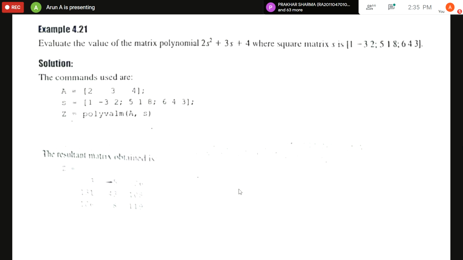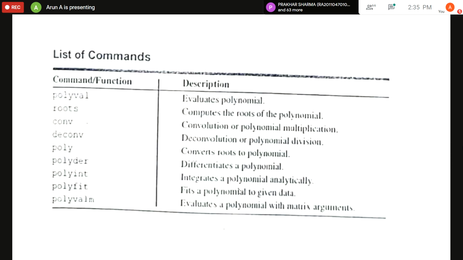See, till now we have been seeing about polynomials, but what are the commands we have seen? polyval: this is for evaluating the polynomial, the general polynomial. Okay, what is roots being used for? It is used to compute the roots of the polynomial. And conv, hope you remember, it is for the multiplication. Okay, it is convolution of polynomials.